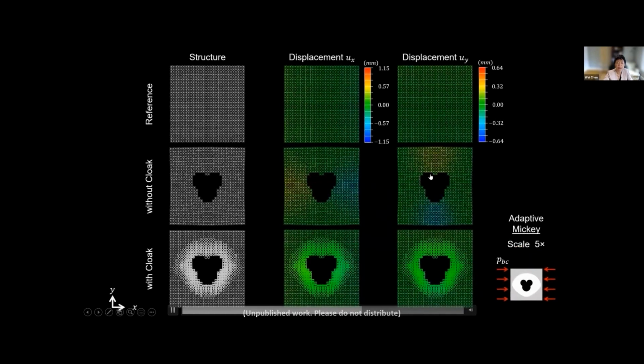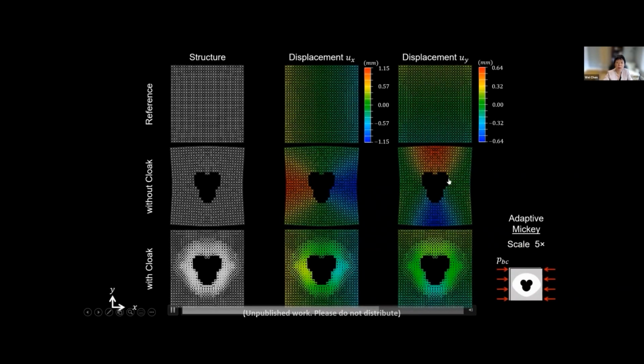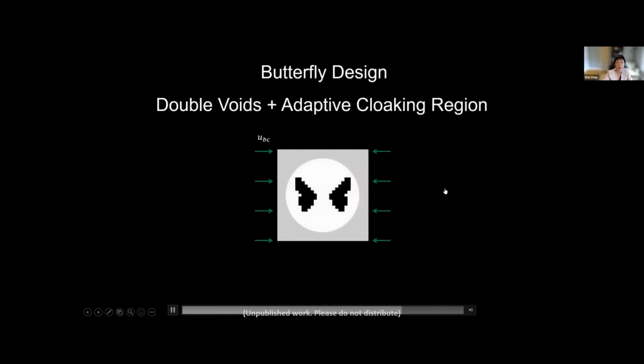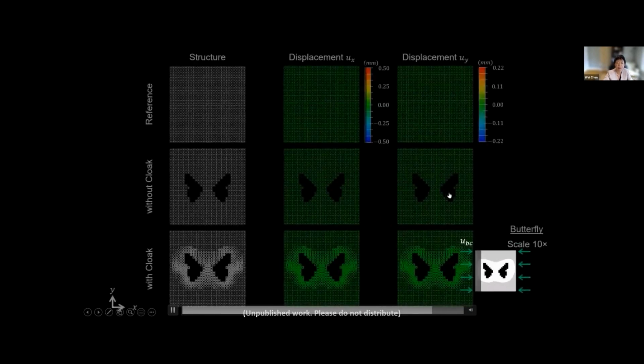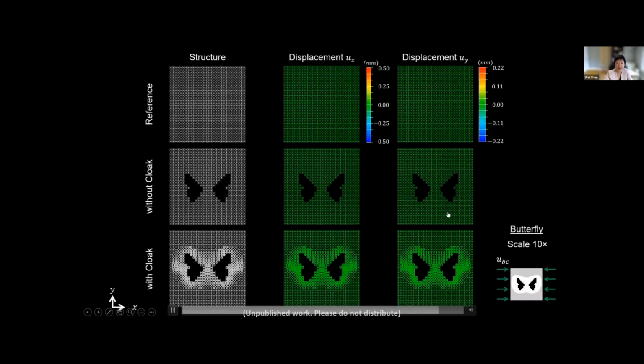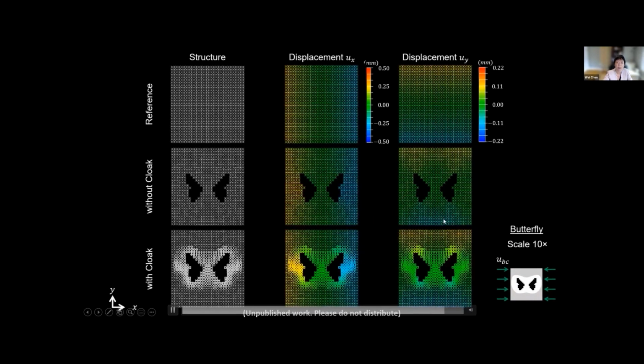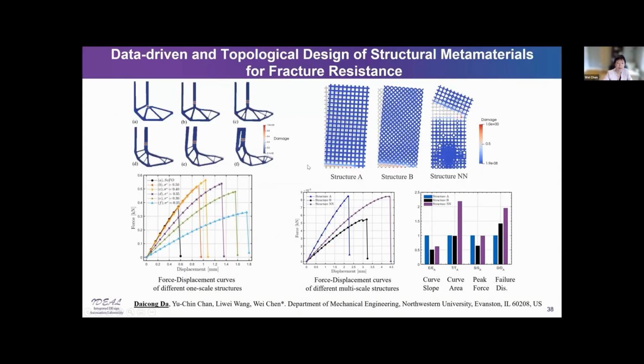So here we not only design the boundary, but also design the target property at different locations. We can also use this method to easily handle very complex objects, like a butterfly that has two voids rather than a single void. I can tell you that many existing methods cannot accomplish that.